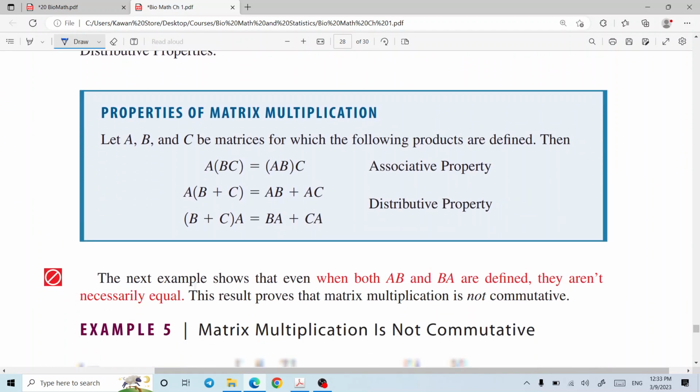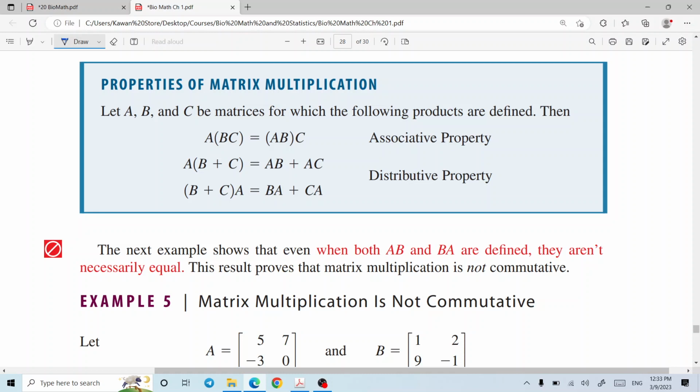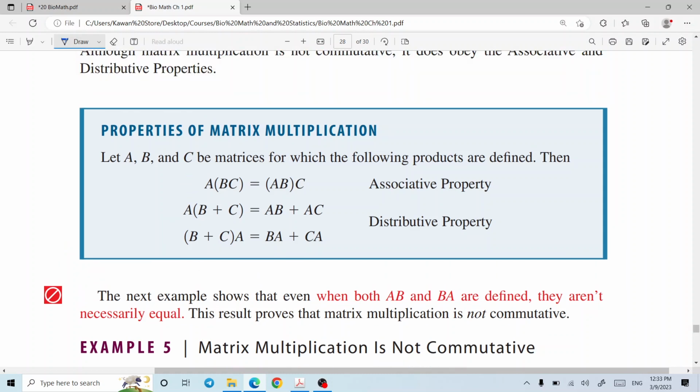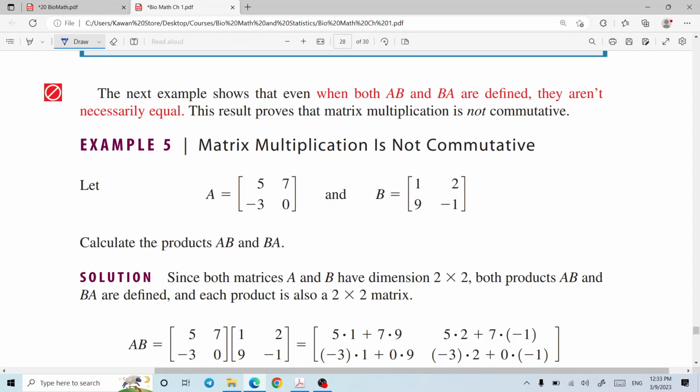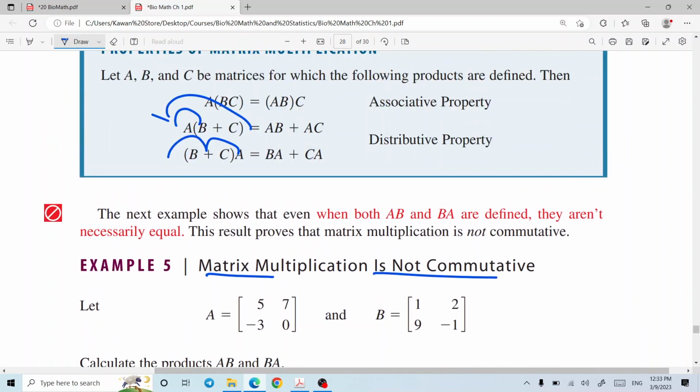Now we have properties. Look, we have properties, but you can see we don't have commutativity. We don't have the symmetry property, because we know matrix multiplication is not symmetric. Here you can say it distributes from the left or right side. Now, he said that matrix multiplication is not commutative. Let me check that with you.